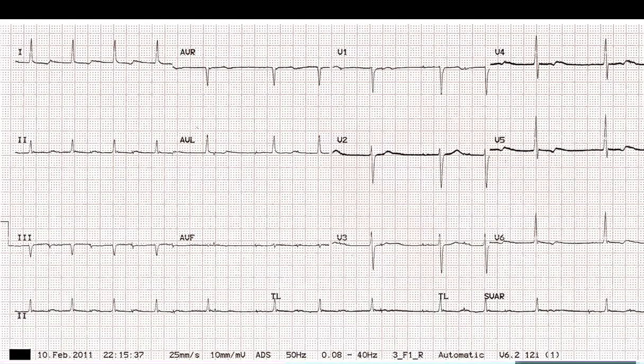So this indicates there is intrinsic AV node disease. The Wenckebach doesn't have to be a disease, but there is some. Sometimes it's a normal physiological thing, so it doesn't have to be a disease. But there is evidence of second degree type 1 AV block.